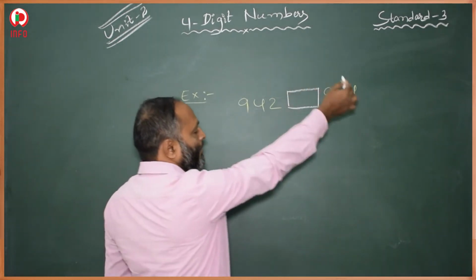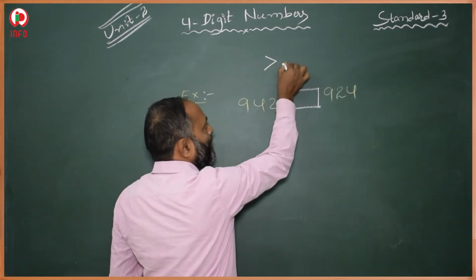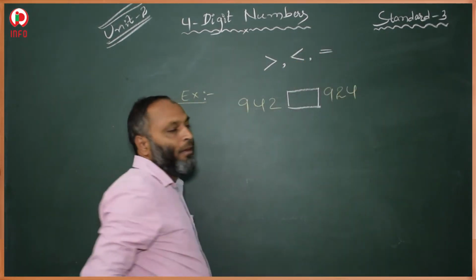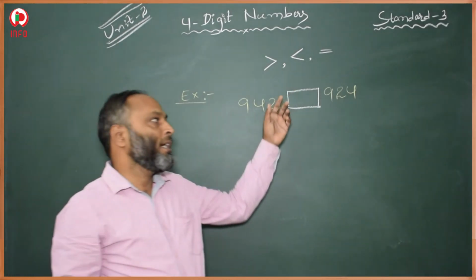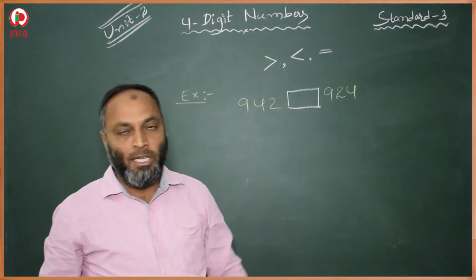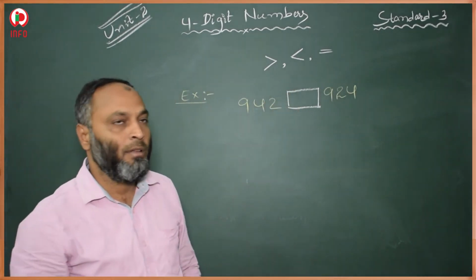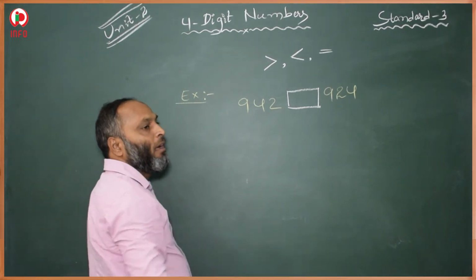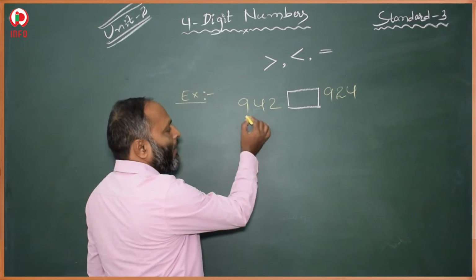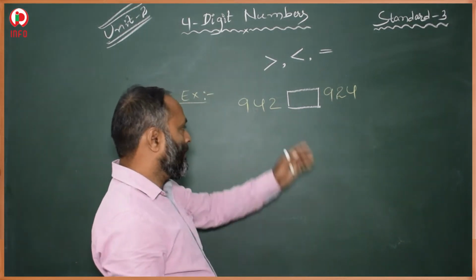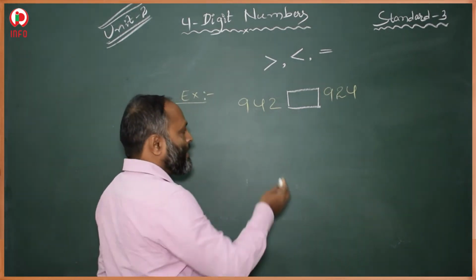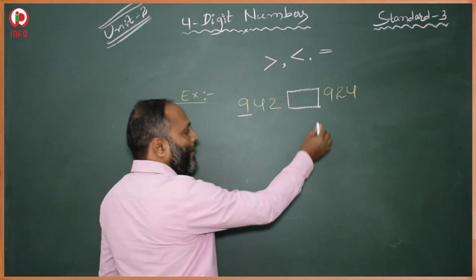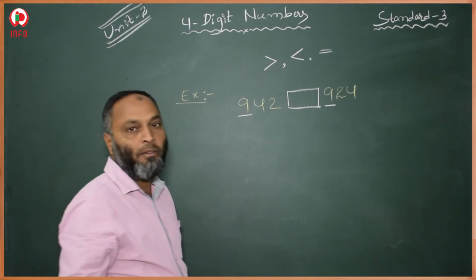We use the greater than symbol, the less than symbol, and the equal to symbol. We have to use these three symbols and show which one is greater than, less than or equal to. How to check which one is greater or lesser? Here, first we go from the hundreds digit. What is there here? 9 in the hundreds digit. Here also 9 is there in the hundreds digit.